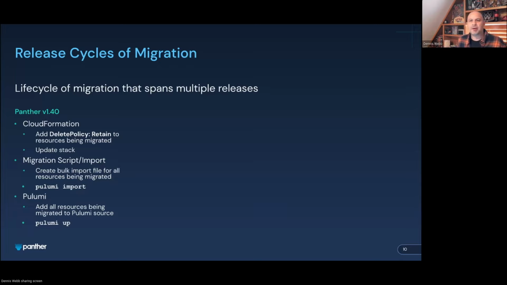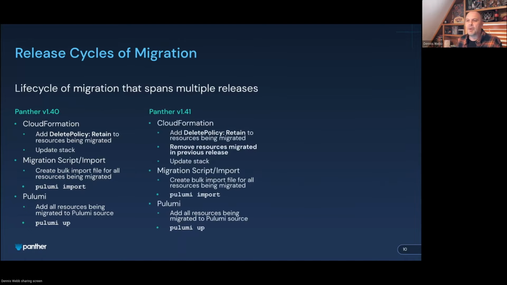So of course, we went to our CloudFormation. We added the delete policy to all the resources we were migrating in this release. We ran the update stack. Even if the only thing we changed in that stack for that release was adding those delete policies, it is very important to update the stack because that way CloudFormation will update its own internal state to say, do not delete this resource when it gets deleted because it's going to go away soon. Next, we run our migration script that creates our bulk import file, and then we run Pulumi import. And then finally, we've already added our resources into the Pulumi source. We run Pulumi up. Those are the steps we took in release version 1.40 of Panther.